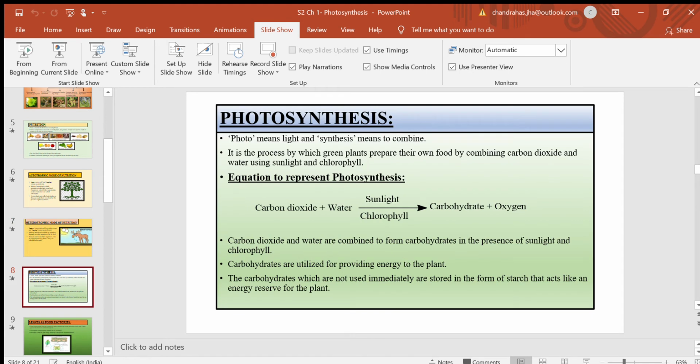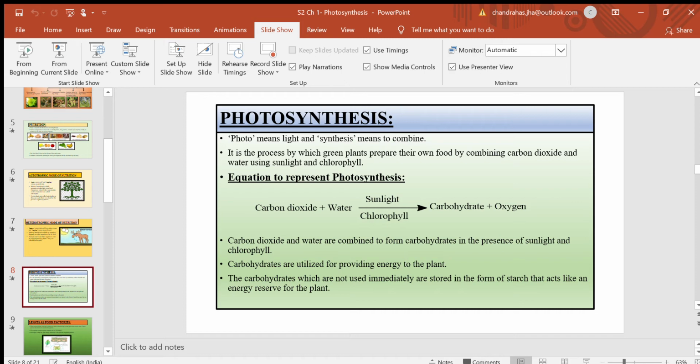Photosynthesis. Photo means light and synthesis means to combine. It is the process by which green plants prepare their own food by combining carbon dioxide and water using sunlight and chlorophyll. Equation is given here: carbon dioxide plus water, in presence of sunlight and chlorophyll, gives you carbohydrate and oxygen.